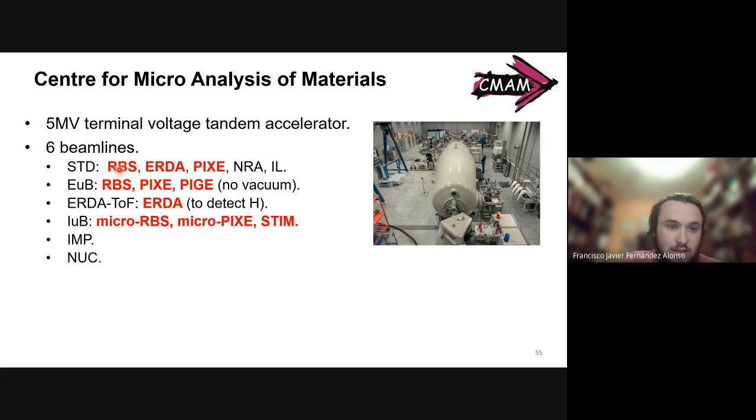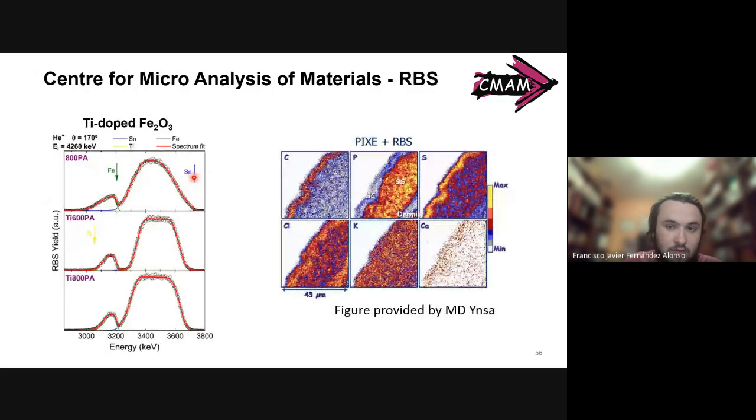We have several techniques, RBS, ERDA, PIXE, etc. I'm going to present some results that can be obtained there. For example, this is an RBS spectrum of the hematite nanoparticles I showed before in the second work. And in the internal microbeam, we can do RBS or PIXE with micrometric resolution to try to do a map of the different elements of the sample.